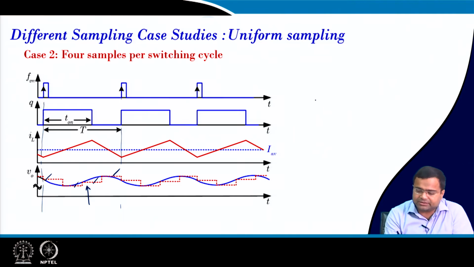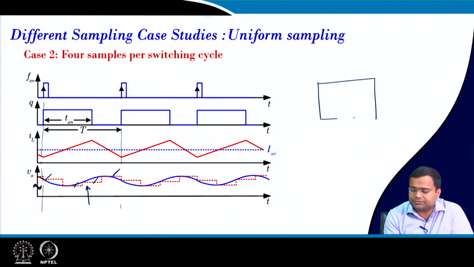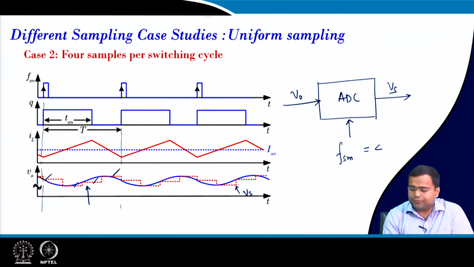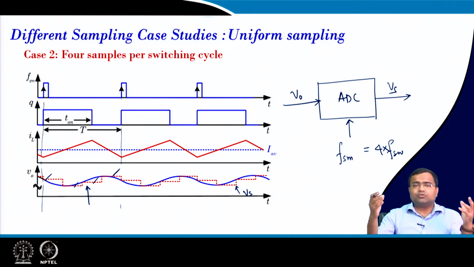Now, if you use this ADC again, and this is your V0 and this is your V sample, the sampling frequency FSM is 4 times FSW, the switching frequency. Now, the question is whether we should choose 4 times, 5 times, 10 times, 1 time, or can we even go to a fraction, that means we take 1 sample per 5 cycles. Is it possible?